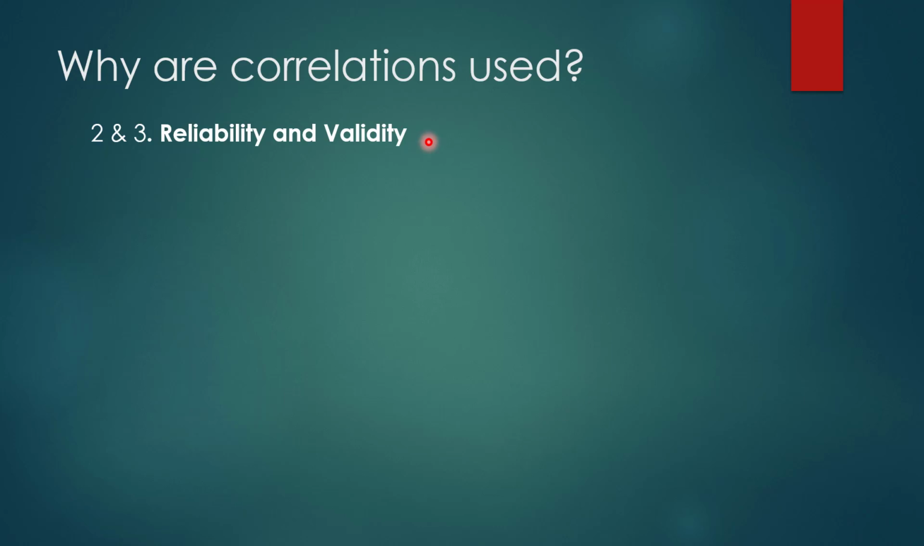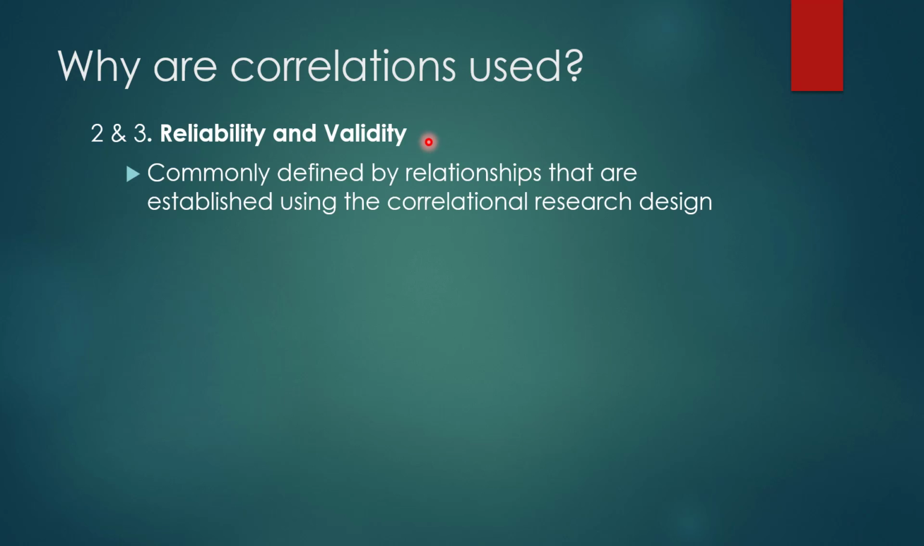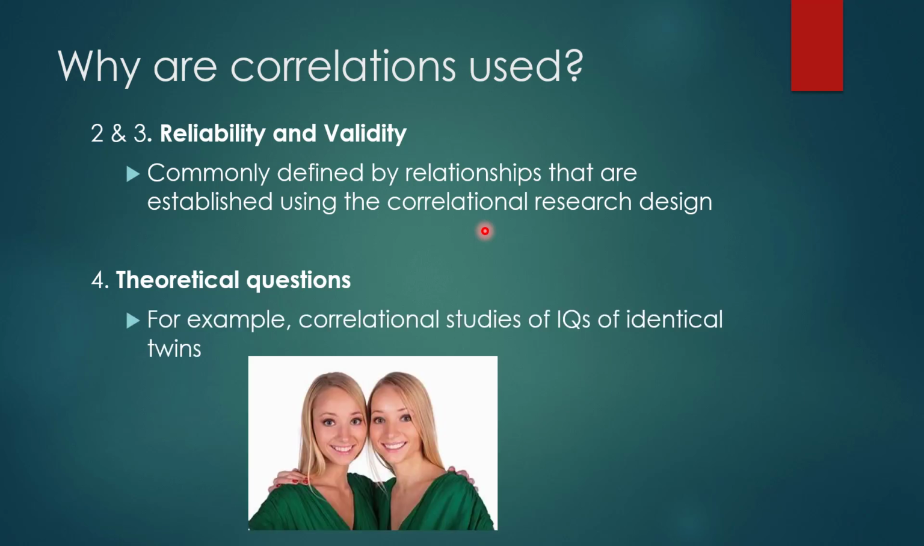Or split half reliability, where you take a new measurement and you look at the scores of the first half of the test and the scores of the second half of the test. So reliability and validity are commonly defined by the relationships that are established using the correlational research design. In addition, theoretical questions. For example, studies of IQs of identical twins. Is there a correlation between identical twins and their IQs? You could use a correlation to test that hypothesis.